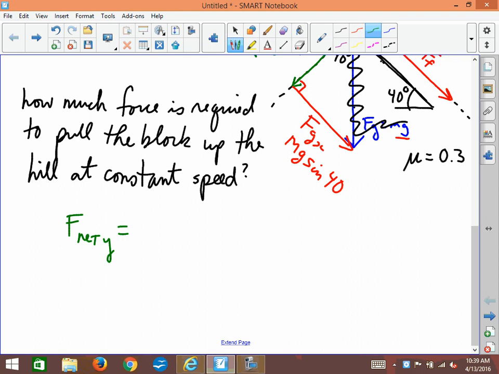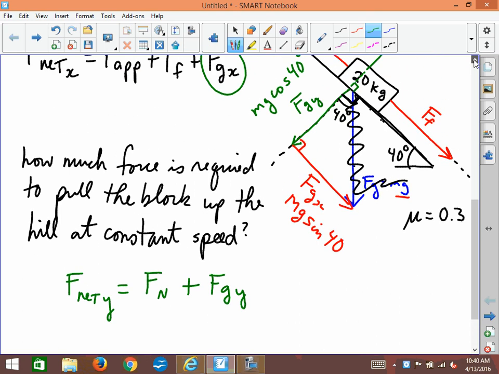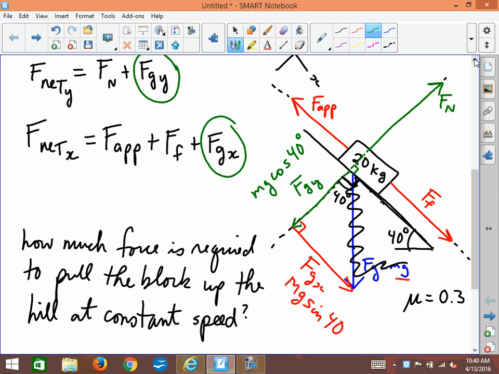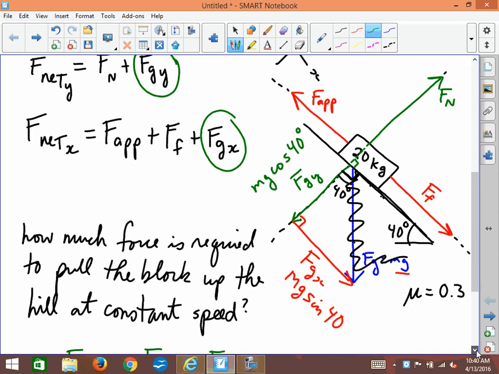In F net y, there are two forces. There is the normal force, and there is what I called FGY. Now, if we're sliding this at a constant speed, there should be no acceleration along the hill. And obviously, we don't expect any acceleration in the direction of the green arrows on our y-axis. The block is not going to suddenly drift off the hill or go into the hill.